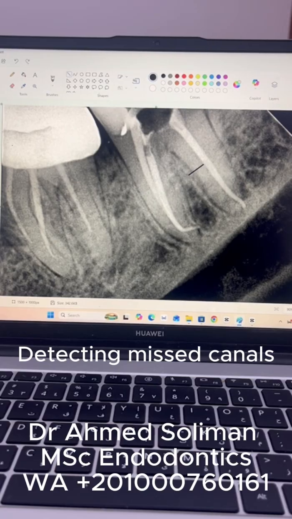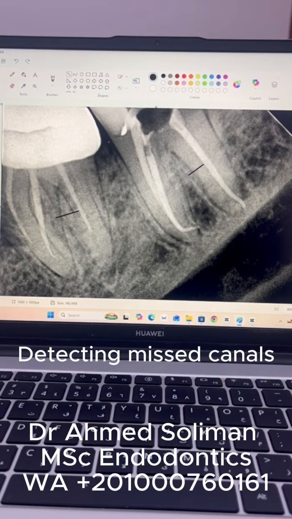As you can see for this lower six, this is an X-ray with a slight shift. If you go from the very beginning of the root to this gutta-percha, you see how far this is. If you take this one and put it here, you see this is the end of the root, and this is all extension. So I definitely have a second distal canal here.